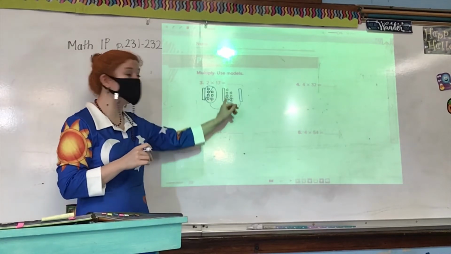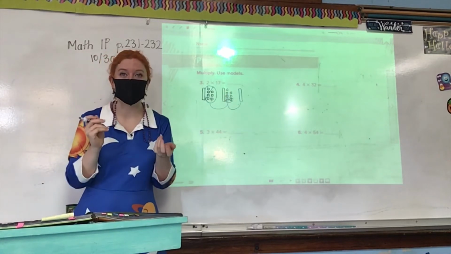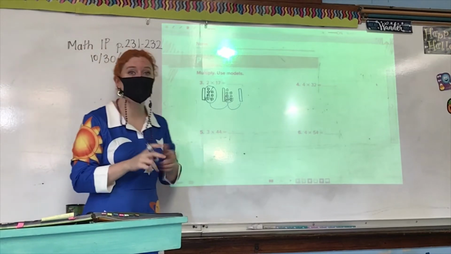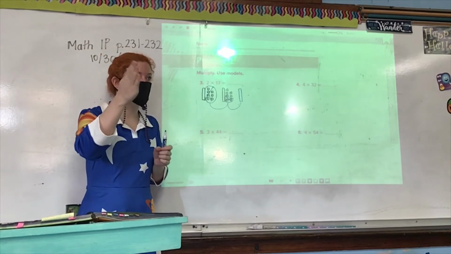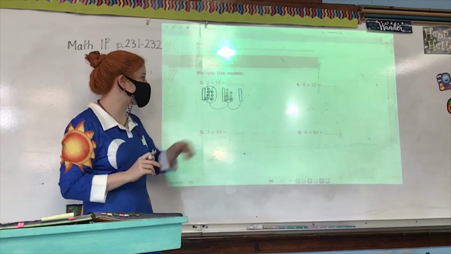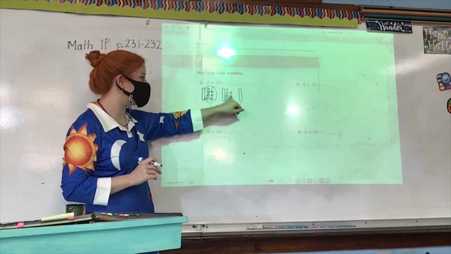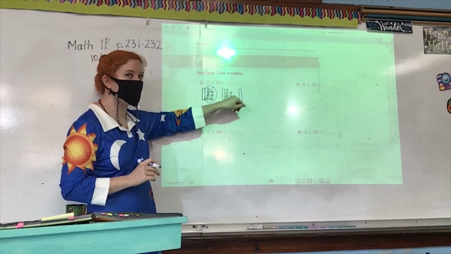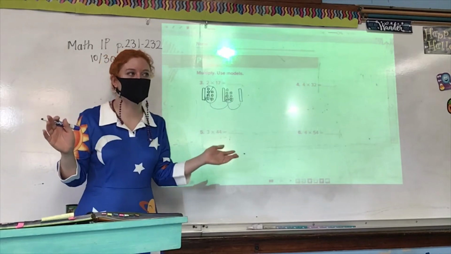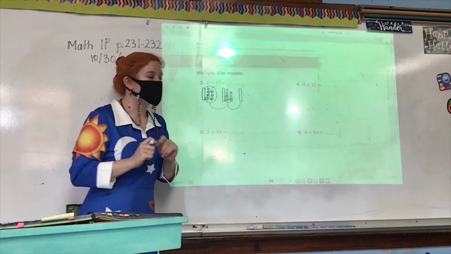So I have to count how many are left, right? And so let's count how many 1's cubes are left. This is where it's so important to be neat, because if you're not neat, you may have accidentally crossed this one out and then you didn't count it. And are you going to get the answer right? No. So make sure you're neat.